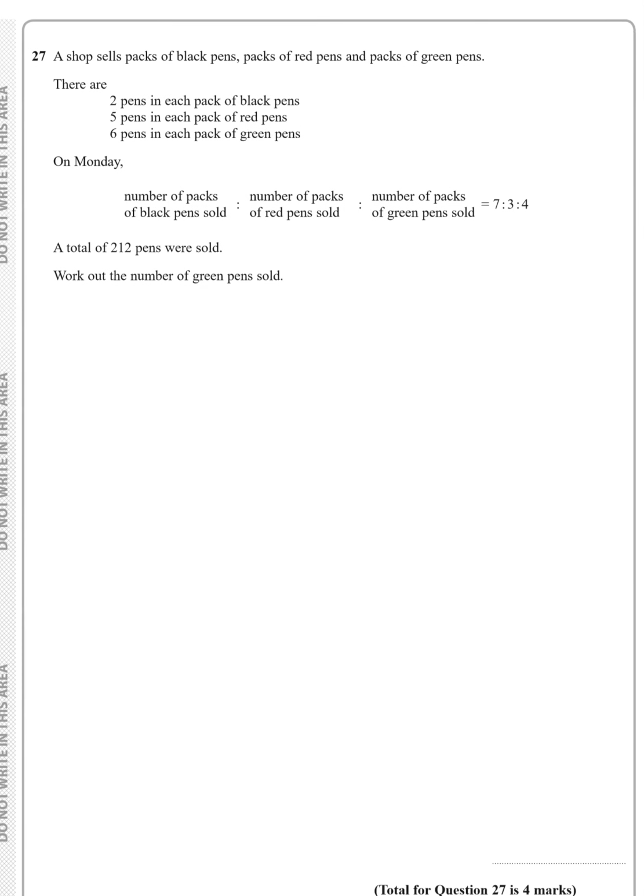27. So we've got packs of pens, black, red, green. So 2 pens. So these are in the ratio of 7 to 3 to 4. These are the packs. How many in a pack? And we need 212 pens were sold. How many were green? Right, so if we've got 7 packs of black, that is 14 pens in total.